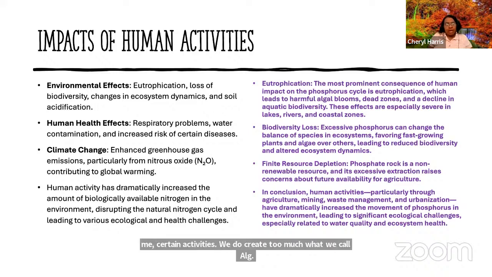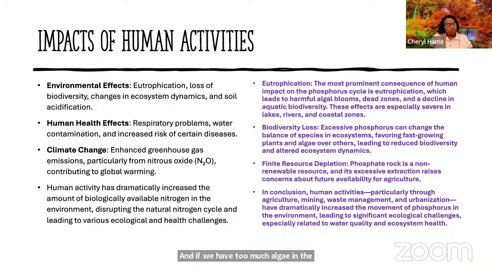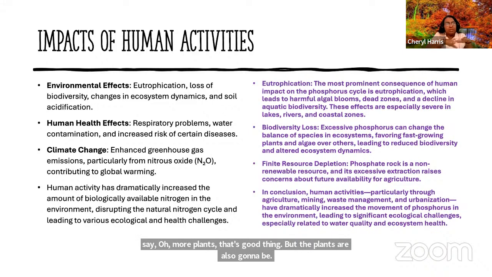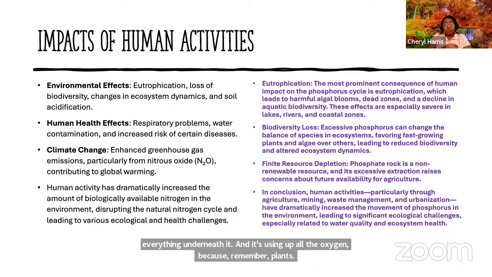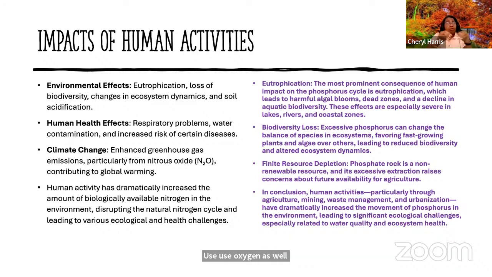And if we have too much algae in the water, you may say, oh, more plants, that's a good thing. But you might have seen these with lakes and maybe even pools when they get that total layer of green on the top. That layer is blocking sunlight to everything underneath it, and it's using up all the oxygen, because remember, plants use oxygen as well. So they create what are called dead zones.